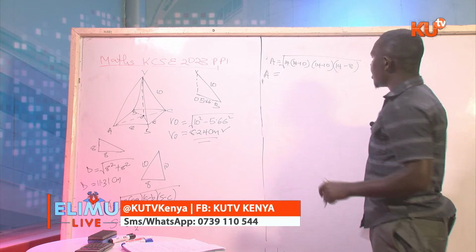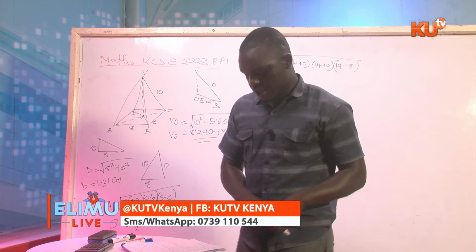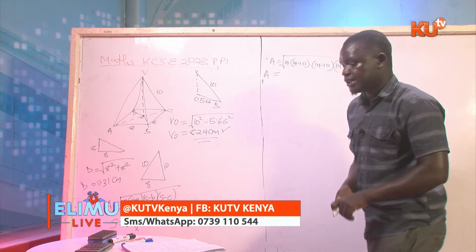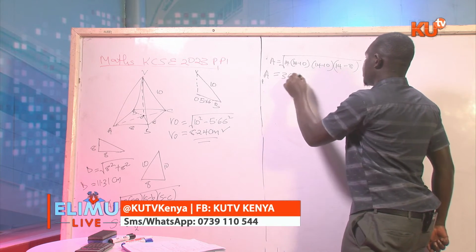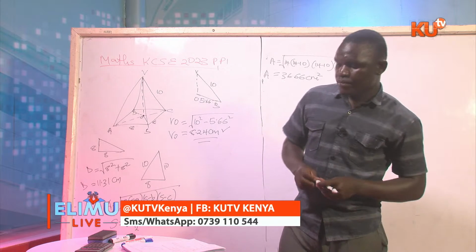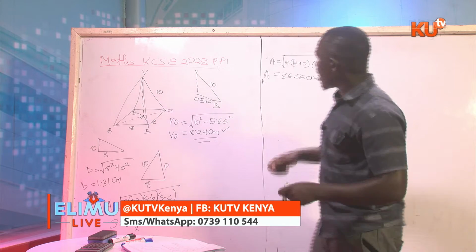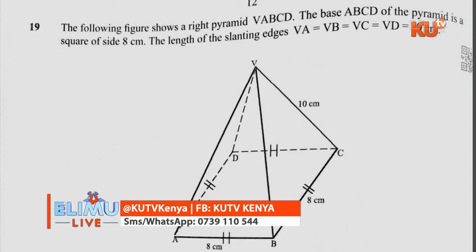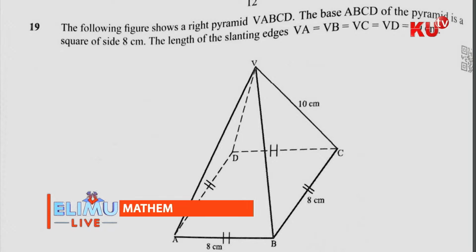Now, dear students, when you compute that very well, you'll be getting your area as 36.66 square centimeters. But how many triangles do we have in that figure? We have 4 triangles, isn't it? And this is just the area for one triangle. So area of the 4 triangles is now 36.66 multiplied by 4. When you multiply that by 4, you should be getting 146.64 square centimeters. So that is the area from the triangles.